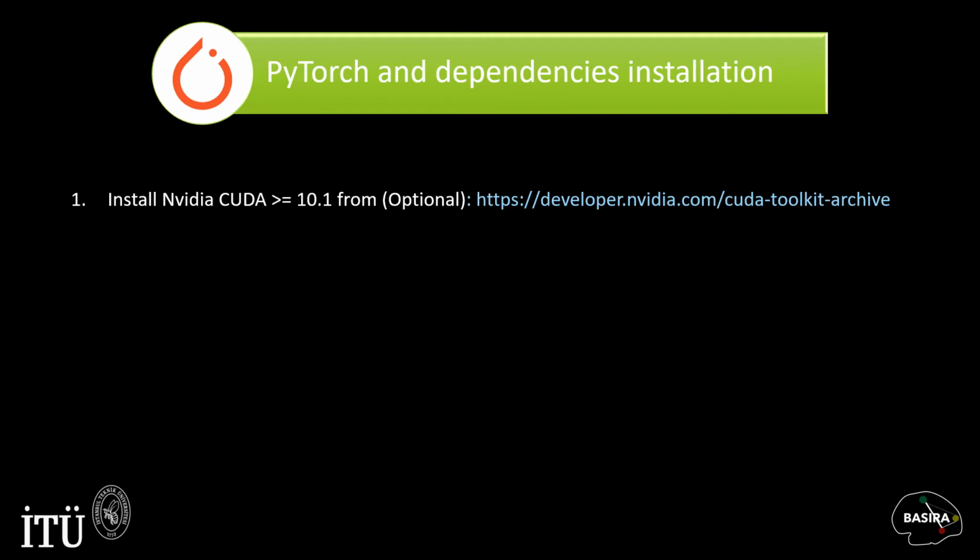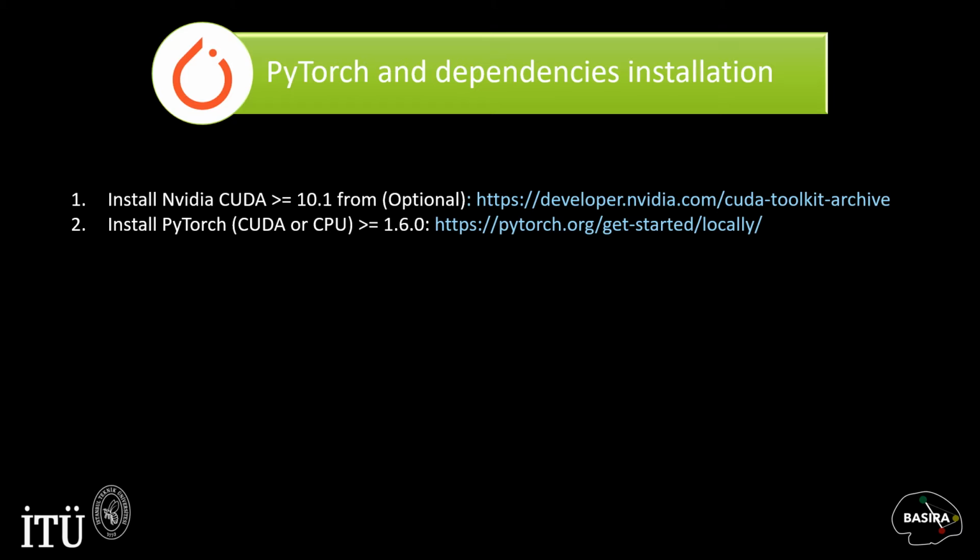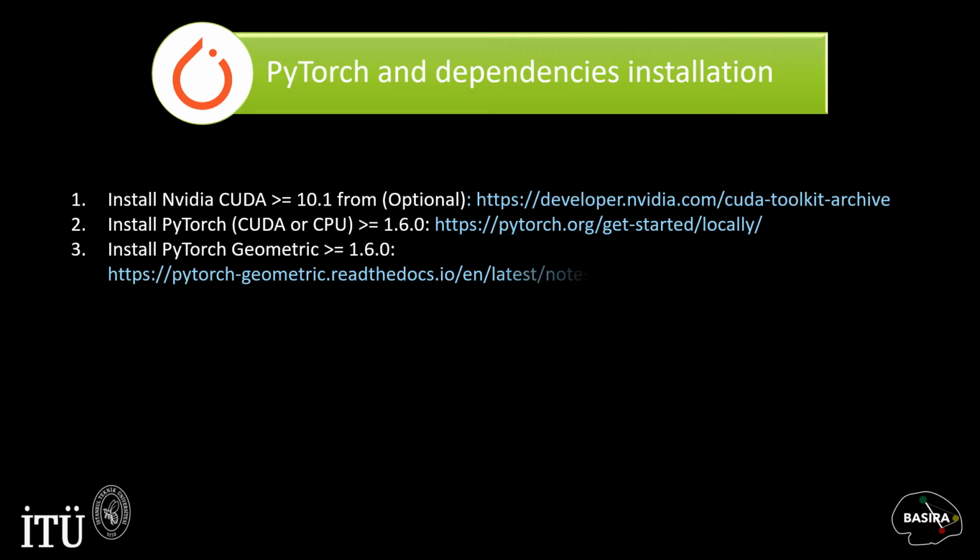In order to run the code on GPU, you will need to install an NVIDIA CUDA driver. From the NVIDIA CUDA archive in the link, you can select the CUDA version of your preference. Note that the code is tested on 10.1 and 10.2. In the second step, you will install PyTorch version higher than 1.6. If you will use CUDA, be sure you selected the correct PyTorch CUDA extension. For more details, check out the PyTorch website.